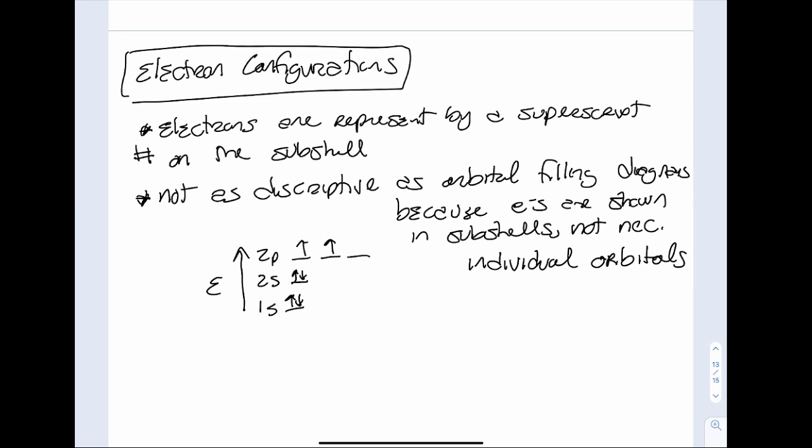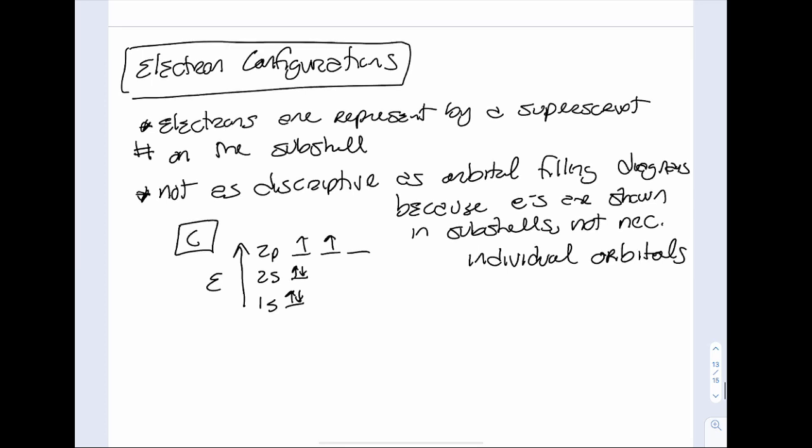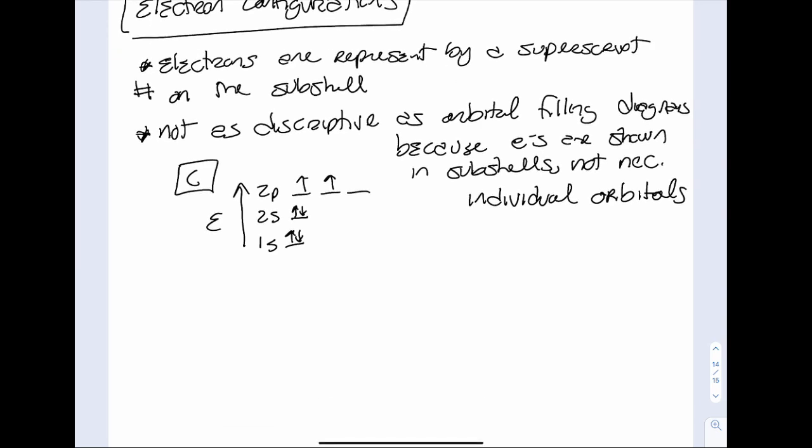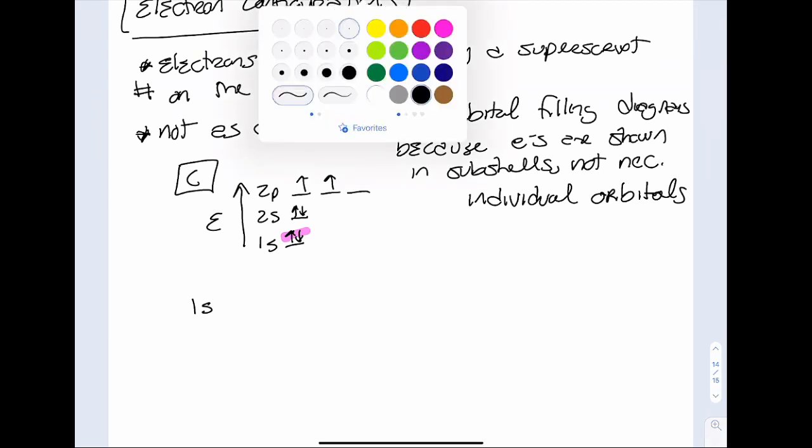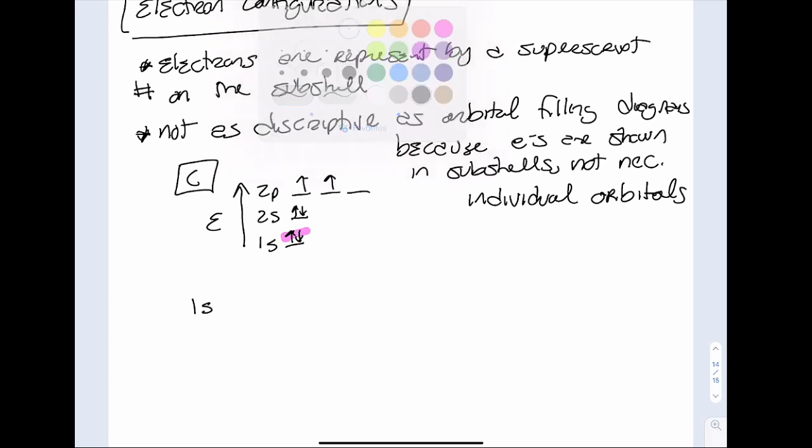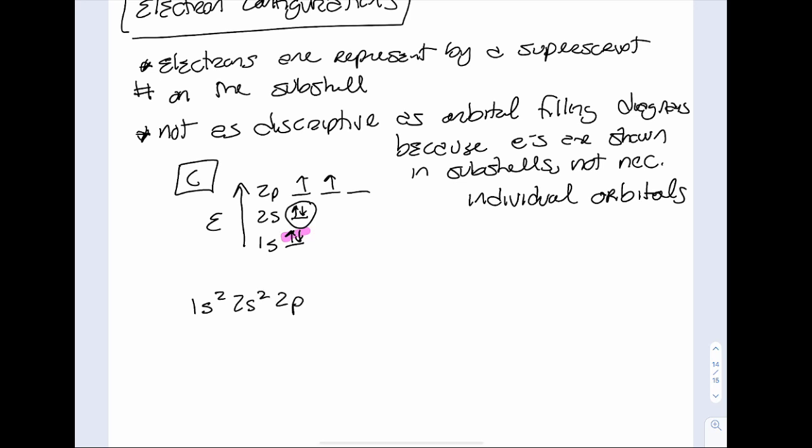So we're still going to give the number of the shell, the letter of the subshell, but then I'm going to put a superscript number on that subshell to indicate the number of electrons. So this was carbon here. If I wanted to write my electron configuration for carbon, and our energy is just going to increase left to right, so I'm just going to write it on one line. I have my 1s orbital, and I have 2 electrons in it, so I'm going to put a superscript 2 on that s. Next, I have 2s, it has 2 electrons in it. And then I have my 2p subshell, right? And it has 2 electrons total.